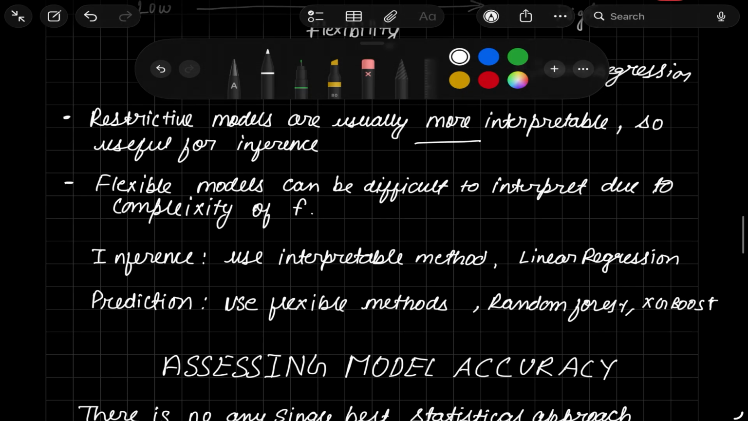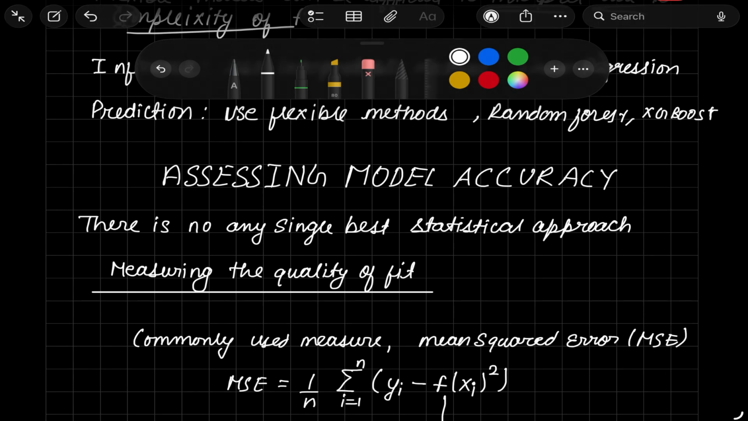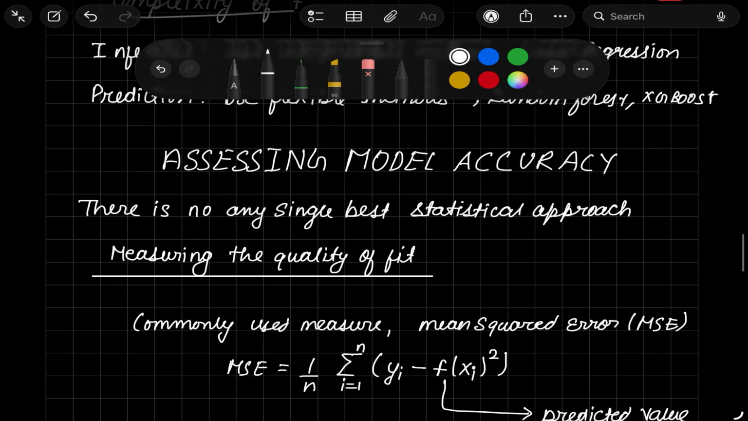Now, a flexible model can be difficult to interpret due to the complexity of F. As I have told earlier, the more complex F would be, the harder it is to understand, and the harder it is to understand, the more complex it is, which means the relationship is complex. We have fit the F, we have chosen parametric or non-parametric. Now we have chosen whether we have to make predictions or do the inference. We have chosen one.